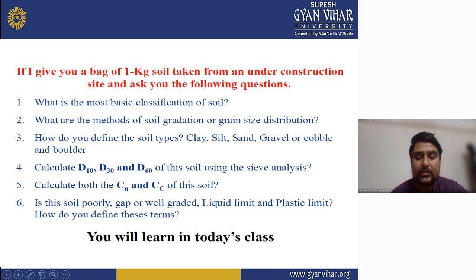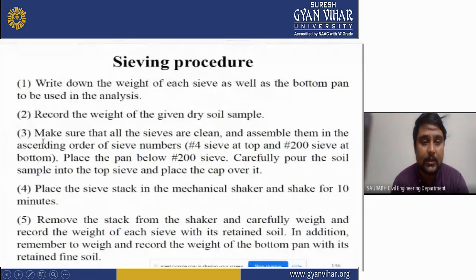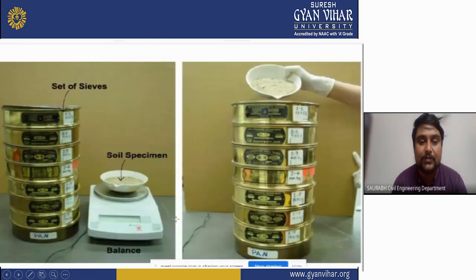Sieve procedure. What is the sieving procedure? We will also see it. These are the sieving procedure steps. Place the sieve stack in the mechanical shaker and shake for 10 minutes. Remove the stack from the shaker and carefully weigh and record the weight of each sieve with the retained soil. In addition, weigh and record the weight of the bottom pan with its retained fine soil.